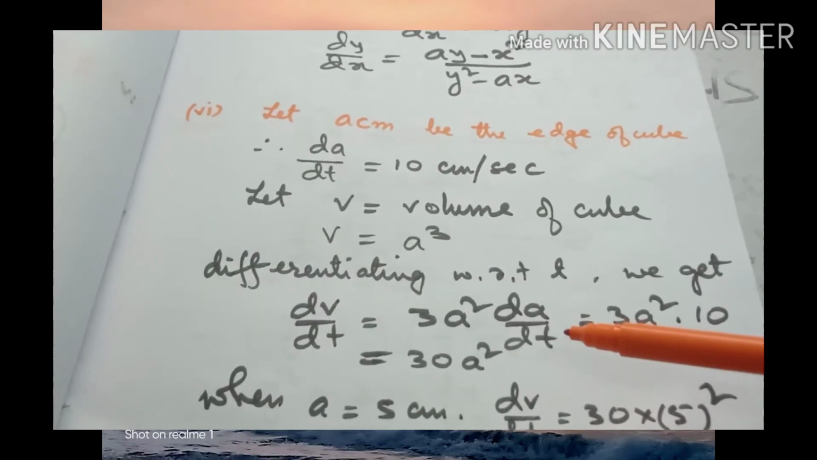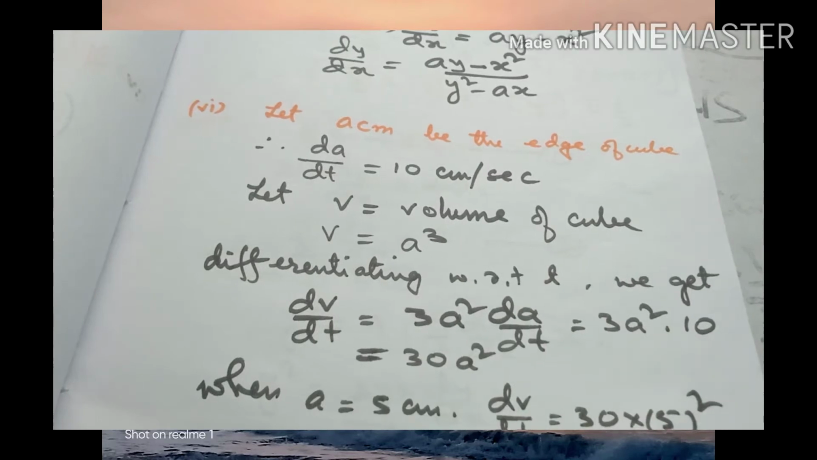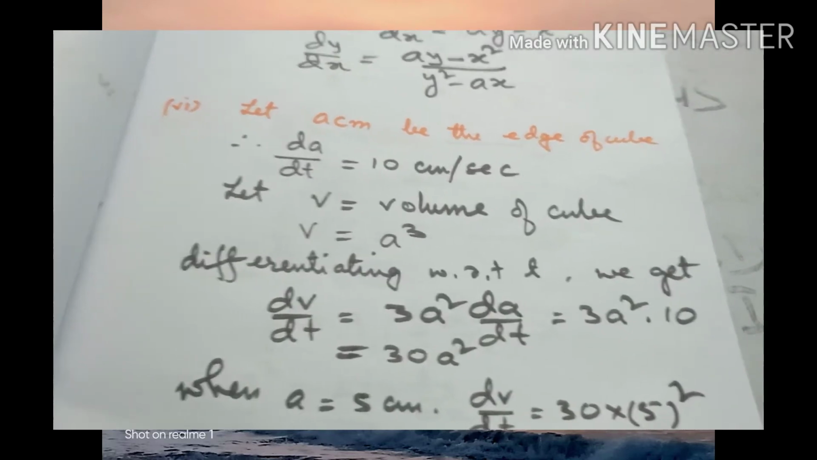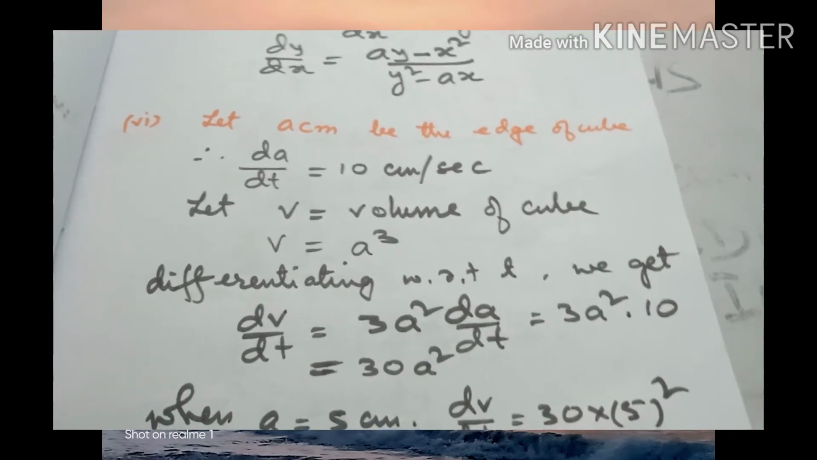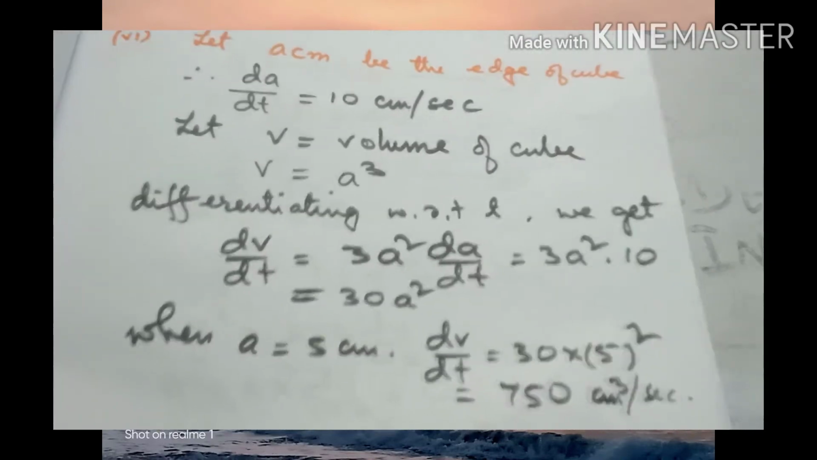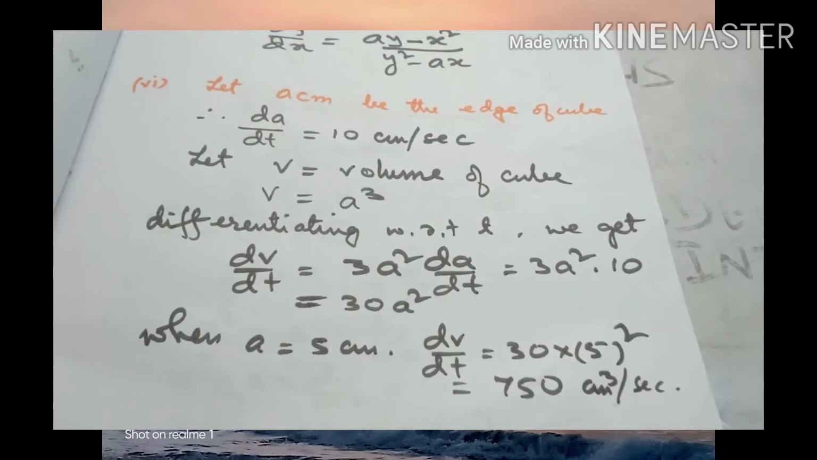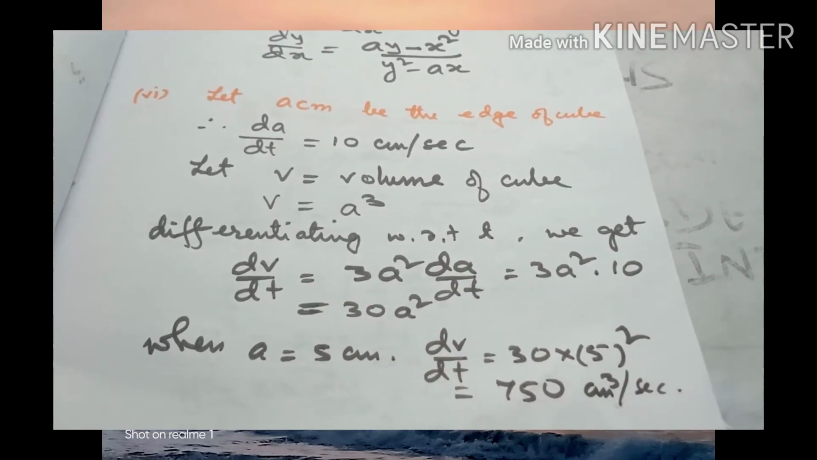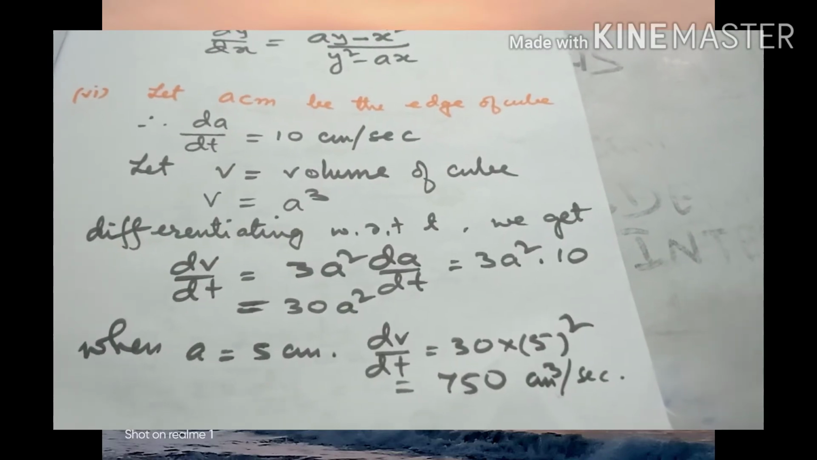30A square. Now we have to find out how fast is the volume of the cube increasing when the edge is 5 centimeter long. So we put A equal to 5 centimeter in this dV by dt, and we get finally 750 centimeter cube per second.